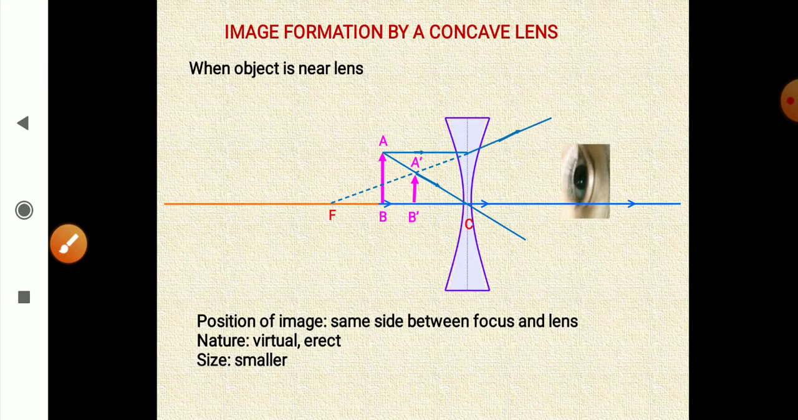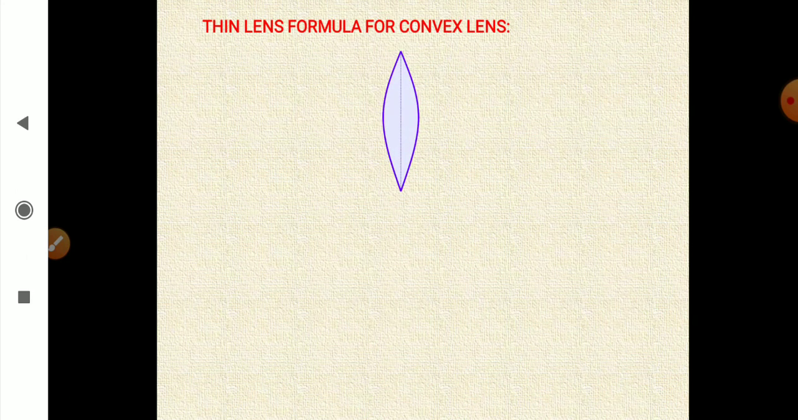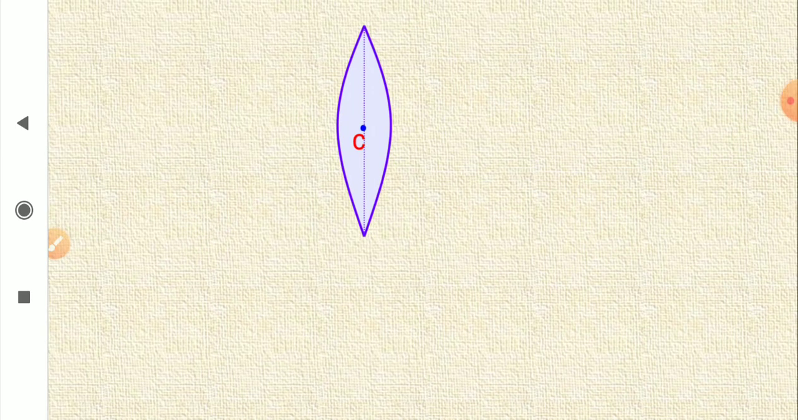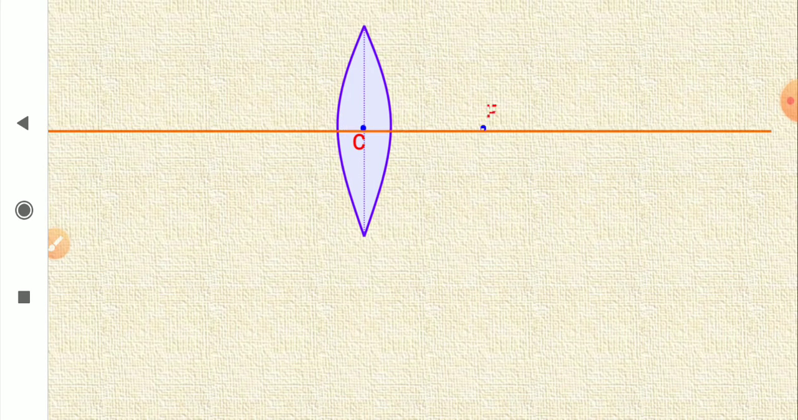A concave lens always makes virtual images. Using a concave lens, you never get a real image. Now, lens formula for a convex lens. So let us take this.